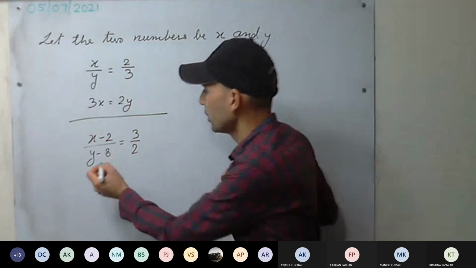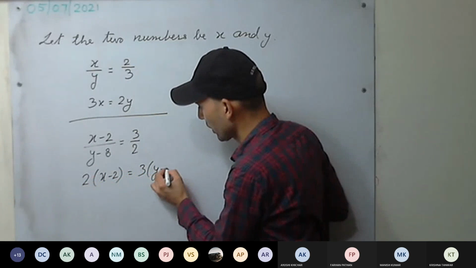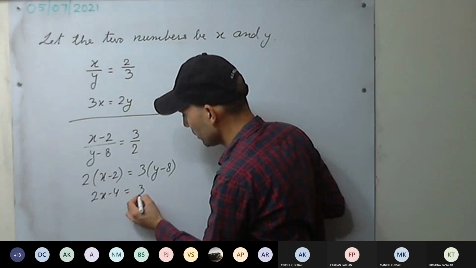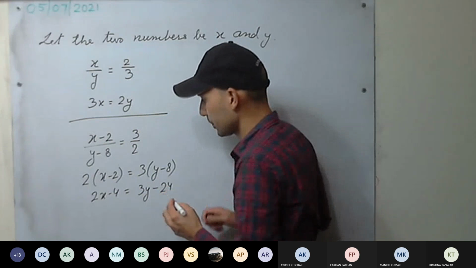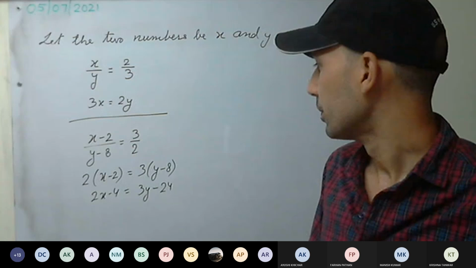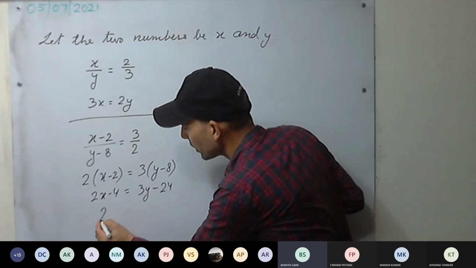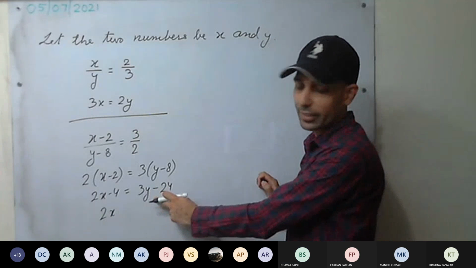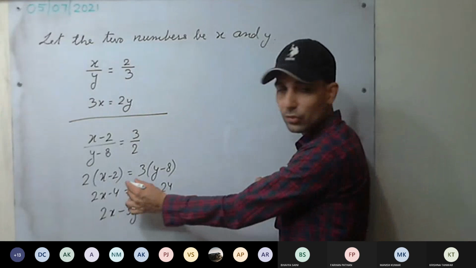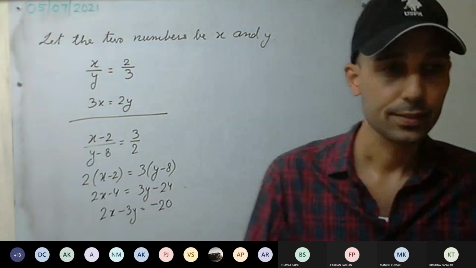Cross multiply them. So 2(x minus 2) equals 3(y minus 8). It will be 2x minus 4 equals 3y minus 24. Solve it. So 2x minus 3y, taking 3y on the side, equal to minus 24 plus 4. It will be minus 20. This you will get.